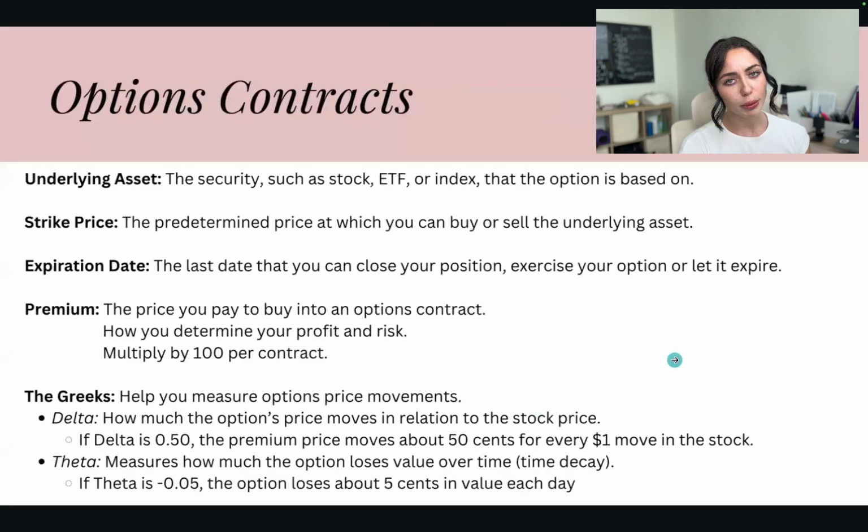All right, so in options trading, you have options contracts. And the contract is what you can think of like the coupon. That contract is made up of different things, so we're gonna go through all of those right now. You have your underlying asset, which, like I mentioned, is the security such as a stock, ETF, or index that your option is based on. You also have a strike price. And this is the predetermined price that you choose that you can either buy or sell the underlying asset at.